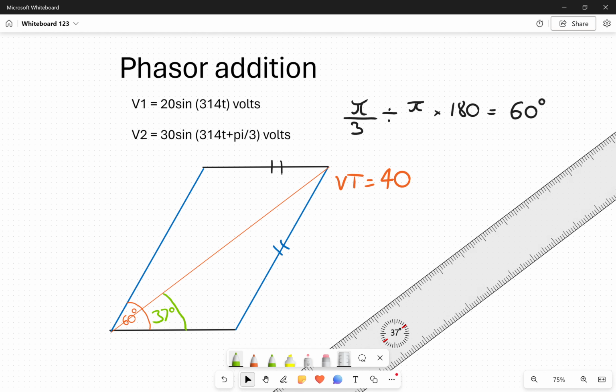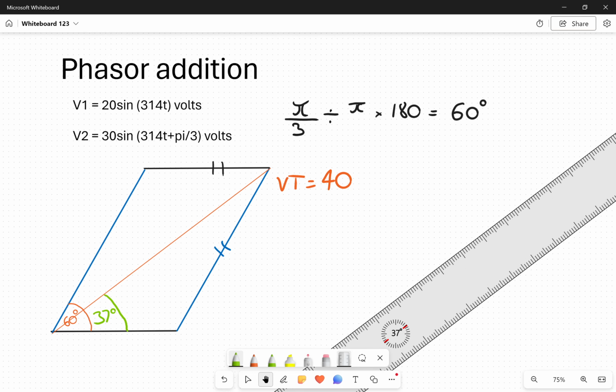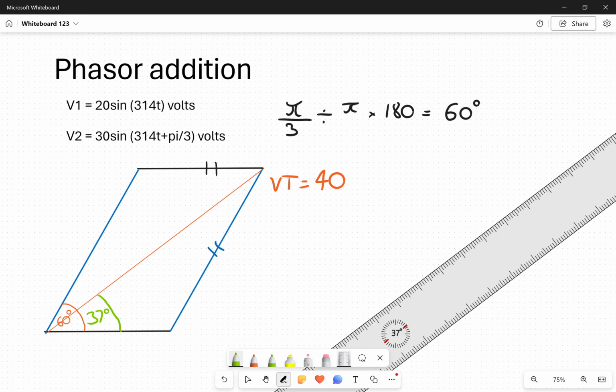Now we can express this as a full equation of the waveform. So we just fill in the rest. So it's going to be 40 sine brackets 314t plus, because it's phasor addition, not subtraction, 37 degrees, close the brackets, volts. And that is it. That is our phasor addition done and complete.